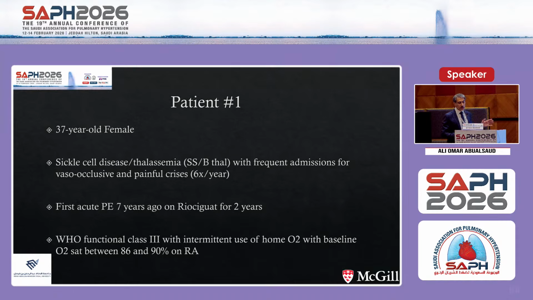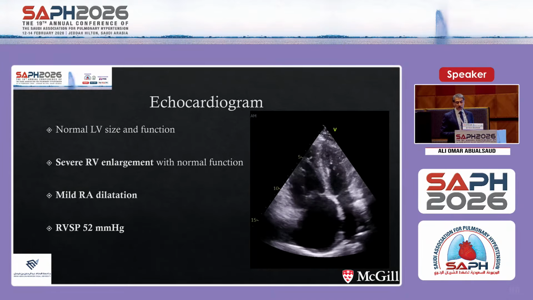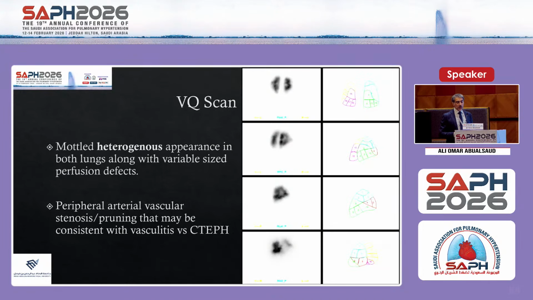A 37-year-old female with sickle cell disease, beta thal, with frequent admissions for vaso-occlusive crises, about 6 times on average, once every 2 months. She had her first acute PE 7 years earlier and was on riociguat for 2 years. WHO functional class 3, uses her home O2 from time to time, can't travel, can't go far. Echocardiogram showed severe RV enlargement, RVSP measured about 52 at that time.